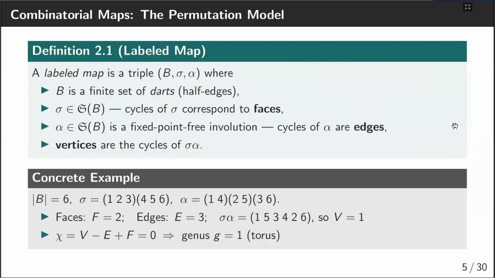So we'll see the definition. We label the map. You see there's a finite set of darts. Darts are half edges, and we see cycles of theta corresponds to faces, and we have a fixed point-free involution alpha such that the cycles of alpha are edges. So vertices are cycles of theta alpha.